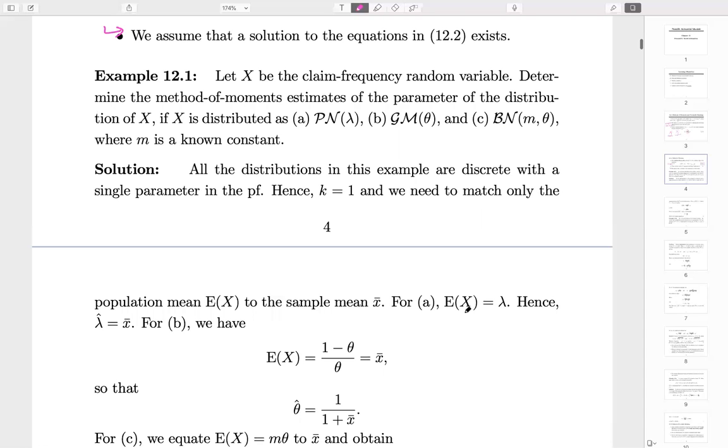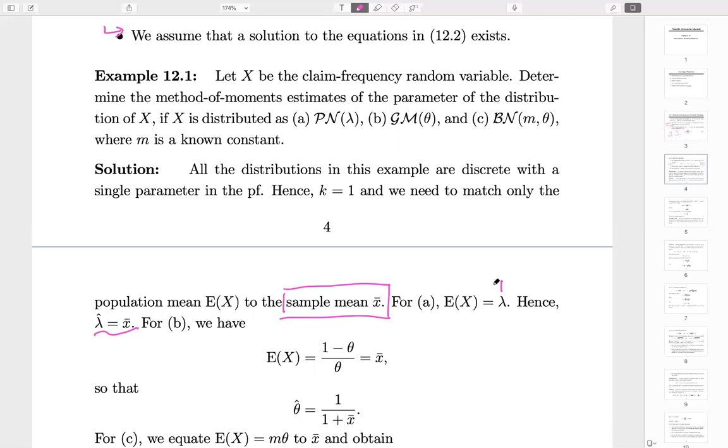The first one, the expectation is equal to lambda. And since we match the moments, it will be the sample mean. So we use X bar to denote sample mean. Well, we just need to match, right? That means lambda here. For estimator, we put a hat.